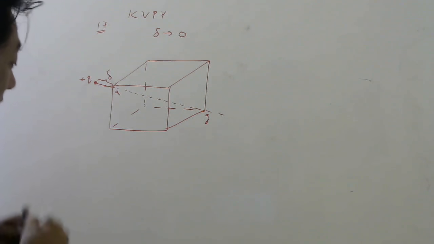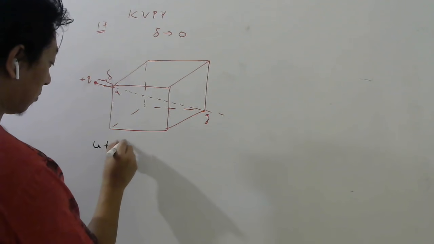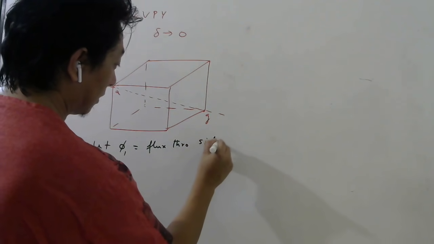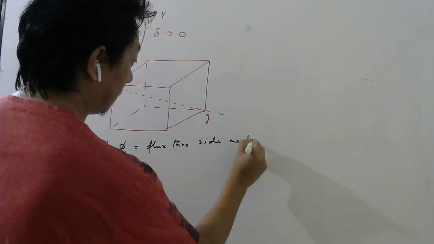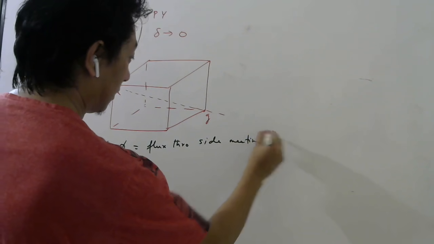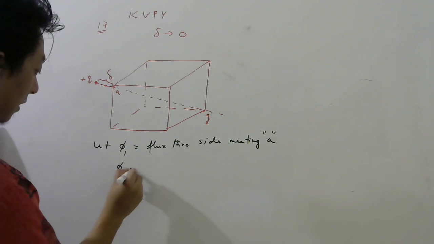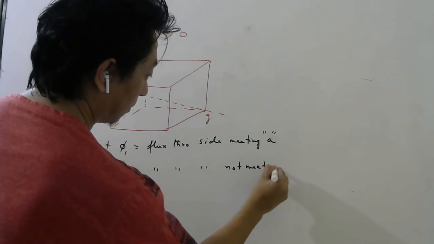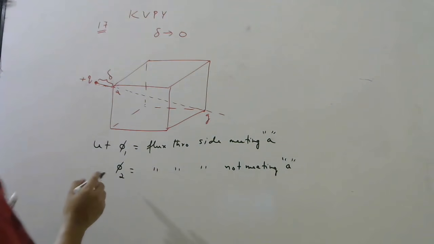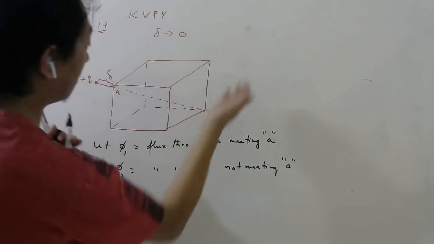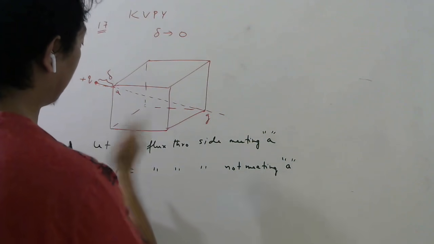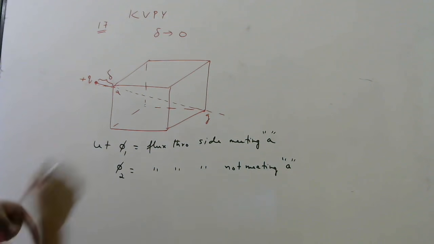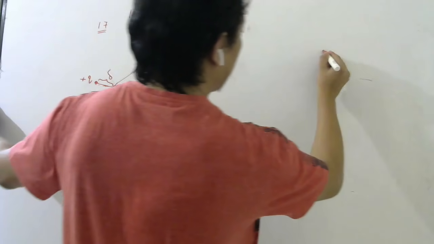So let us give them some symbols. Let us say phi 1 is the flux through the sides meeting point A. Then let us also write phi 2 as the flux through the sides not meeting point A. Now how many sides will not meet point A? These other 3 sides: this one, the back side, and this below side. Right? Okay. Now students, since they are saying this gap is very small, remember the problem that we did yesterday and even today I have revised.